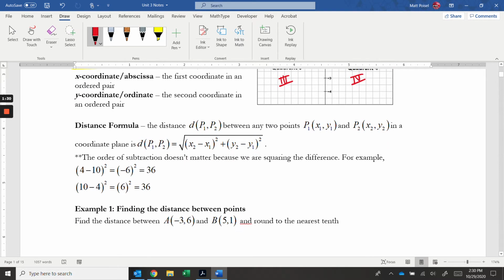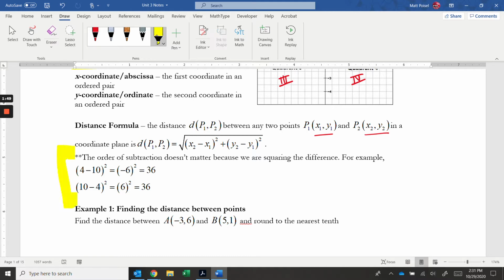All right, down here we've got the distance formula. The distance is going to be between any 2 points. Again, we've got an x value and a y value, and then another x value and a y value. So there's this formula. It says x2 minus x1 squared plus y2 minus y1 squared.